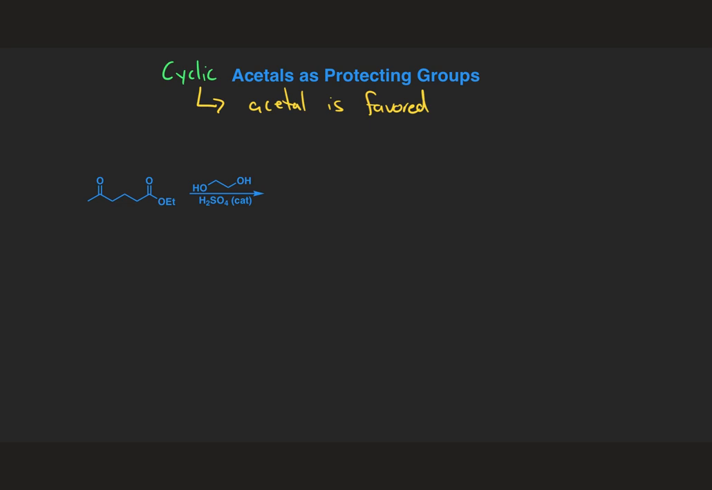Now, if we look at this reaction here, I've got a diol, which I can use to make a cyclic acetal, and we'll see that in a second. And importantly, I have two different carbonyls. I have a ketone and I have an ester. Ketones are more reactive towards nucleophiles than esters. And so this acetal will preferentially react with the ketone over the ester. And so we'll start by protonating the ketone.